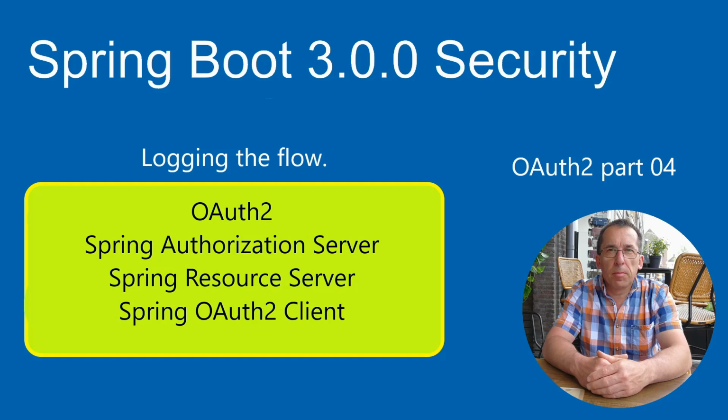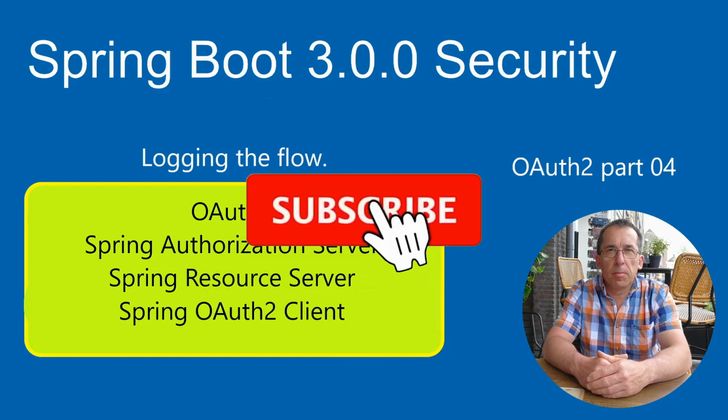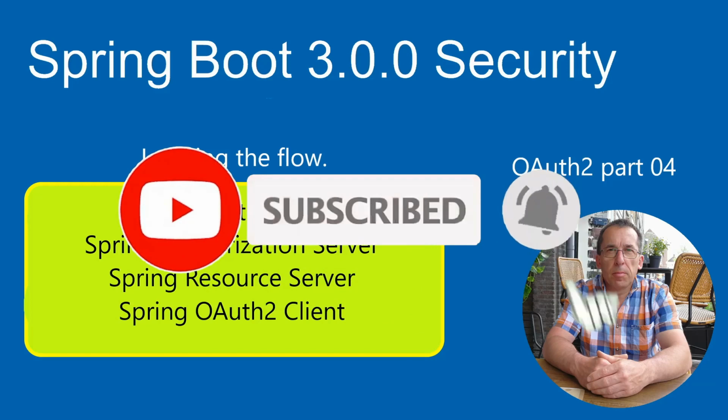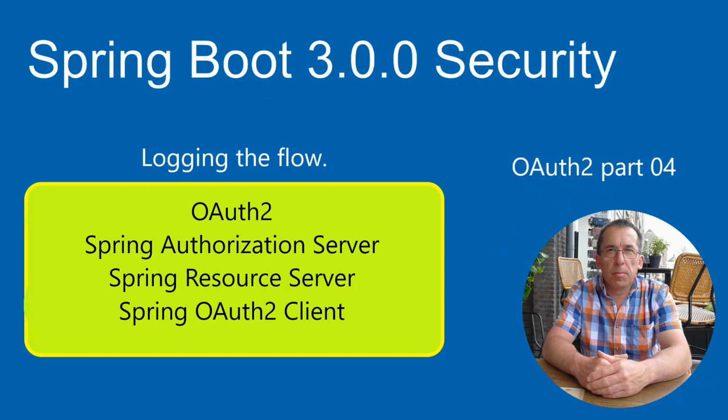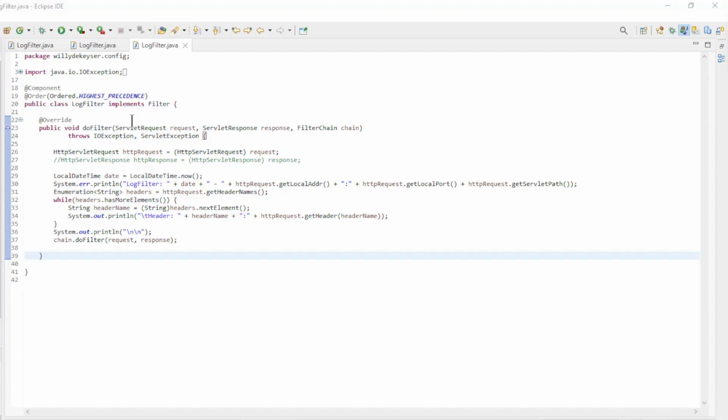In this video, I want to show the flow between the Spring Authorization Server, the Spring Resource Server, and the Spring OAuth2 client. I created a filter that can log all requests. First, I want to go over the filter's code.